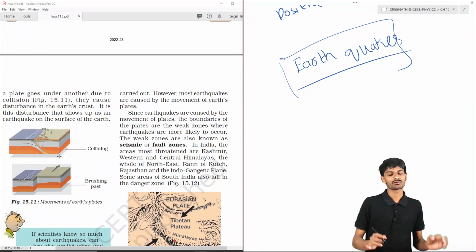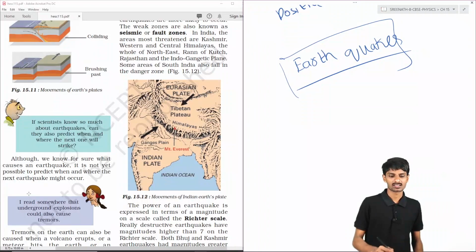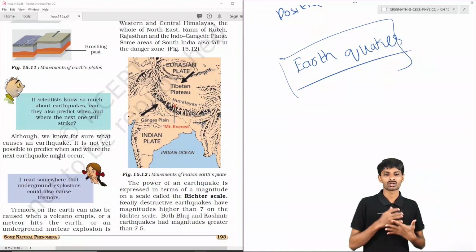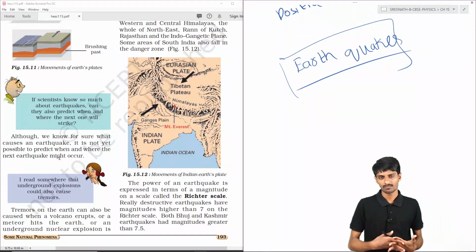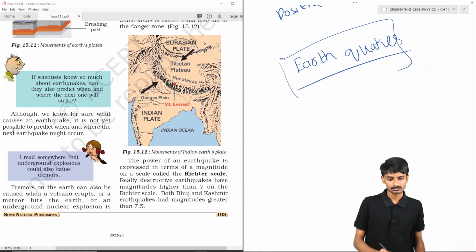So this is the disturbance in the earth's crust. Okay, students, this causes the earthquakes. So we know what causes the earthquake, but the sad news is, students, we can't predict when the earthquake will come, and it lasts for a very short time.